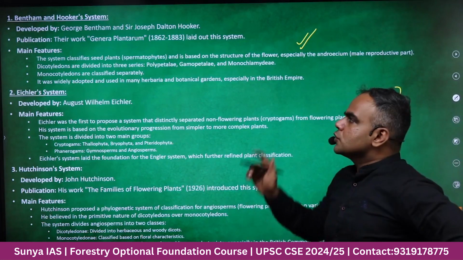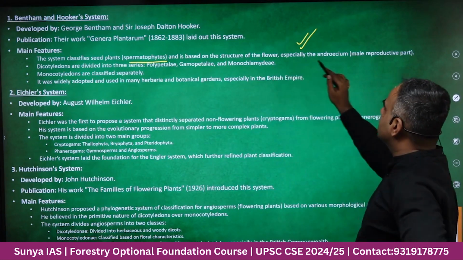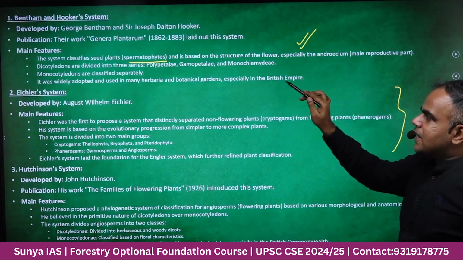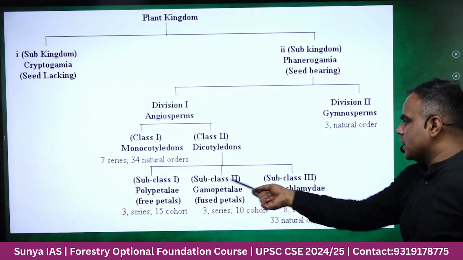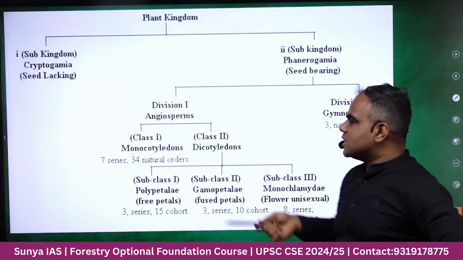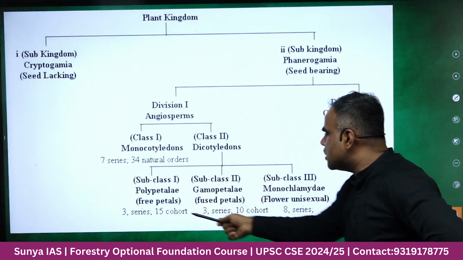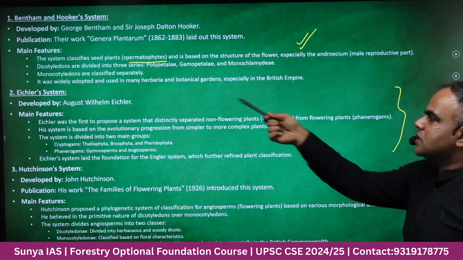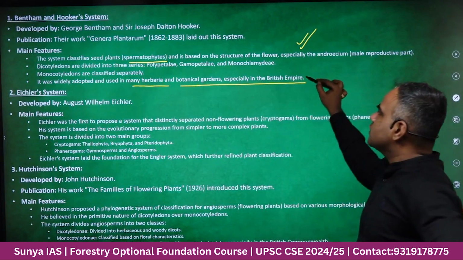Okay, so Benthamian system, this classified seeds into the spermatophytes. Okay, and the dicots are divided into polypetalae, gamopetalae, and monochlamydeae. So remember this poly, gamo, and mono here. And monocots are classified separately. Again, see, monocots are separate, dicots are divided into 3 different classes. Okay, that is very important. Now, this is widely adopted and used in many herbaria and botanical gardens, especially in the British Empire.